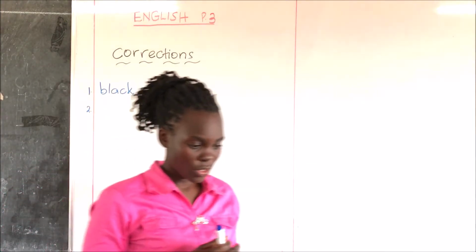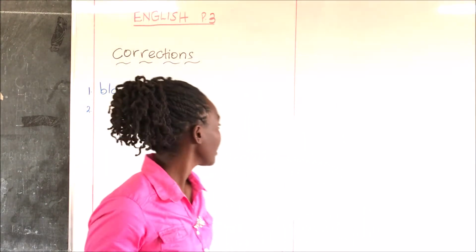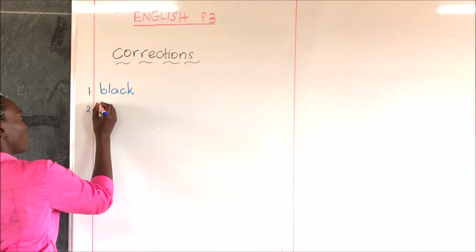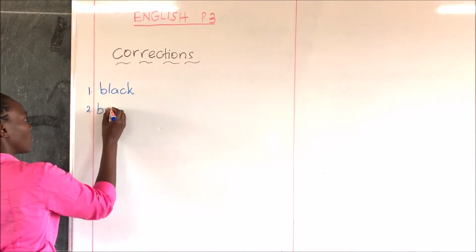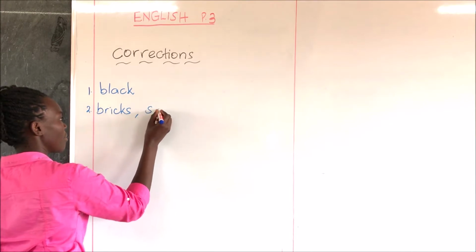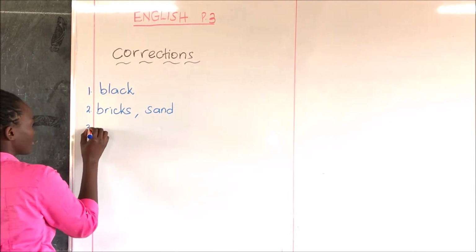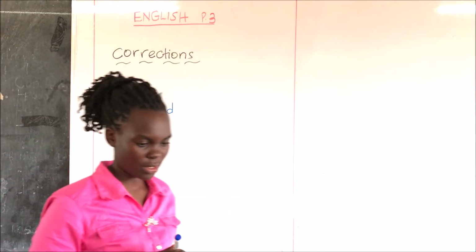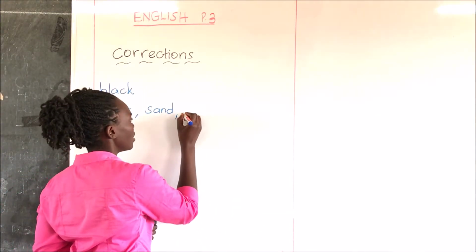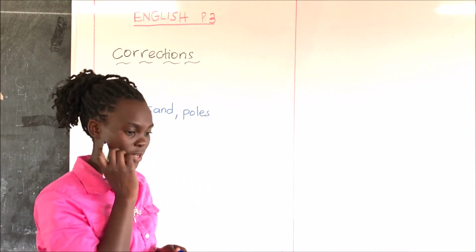Number 2, the question was, what do we use to build houses? Someone could say bricks, sand, and other materials that you could mention. You can even say poles. So if you have any of those, you can give yourself a tick.